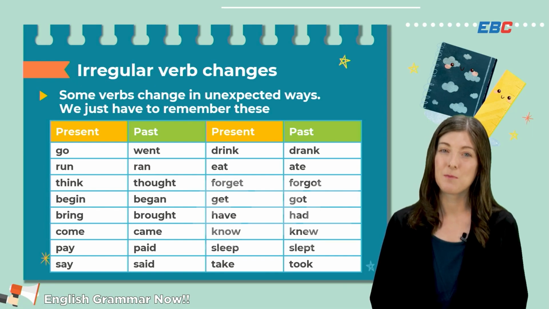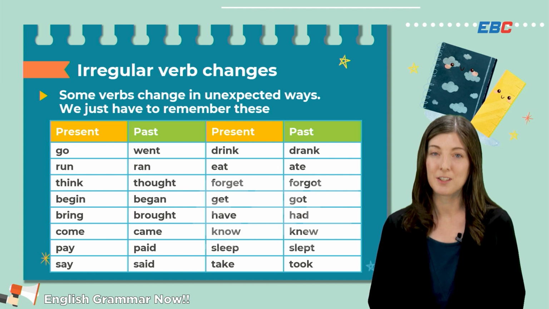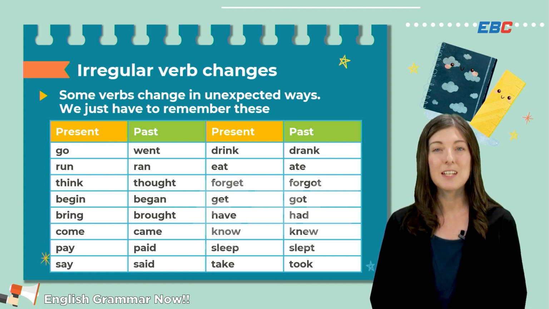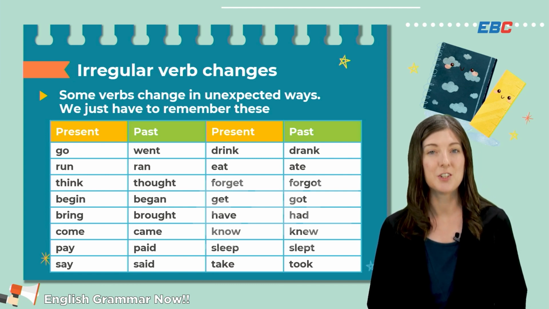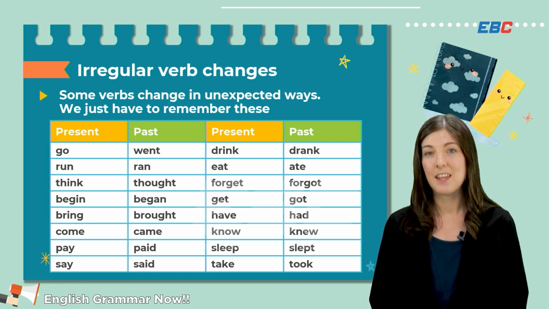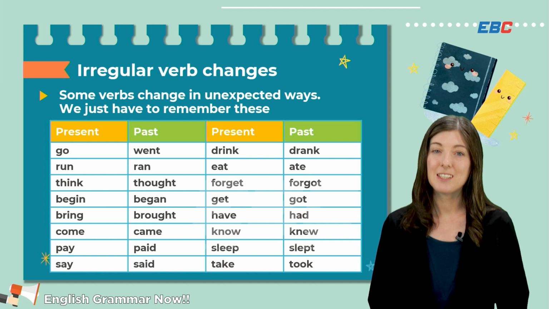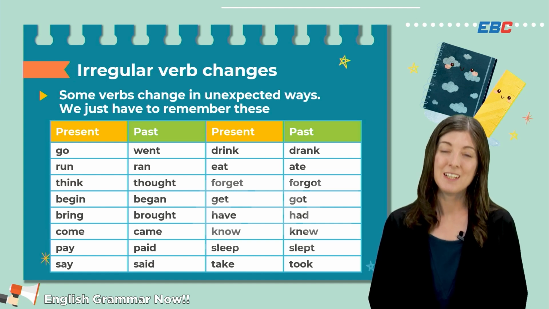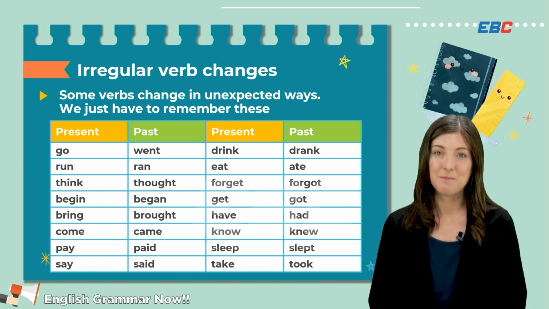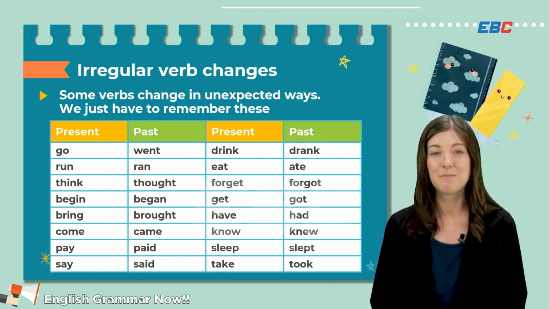Now, there are some verbs that we call irregular. It means that there isn't a rule for how they change into the past tense. They change in some unexpected ways. Here's a list of some of the irregular verbs. Unfortunately, we just have to memorize these. Let me tell you some examples.